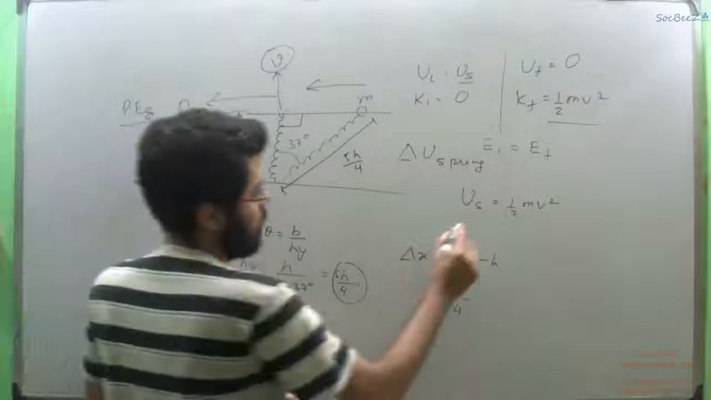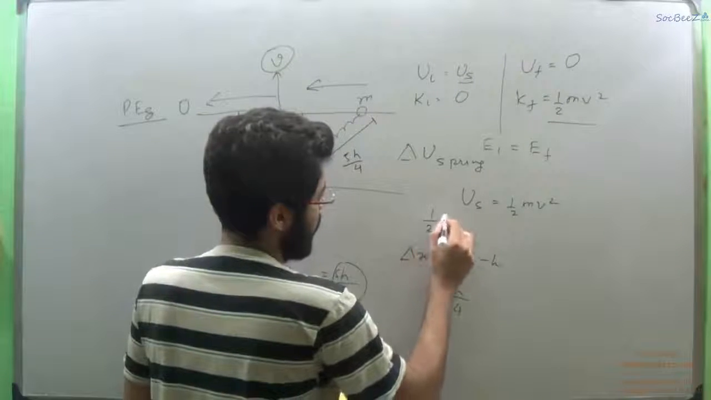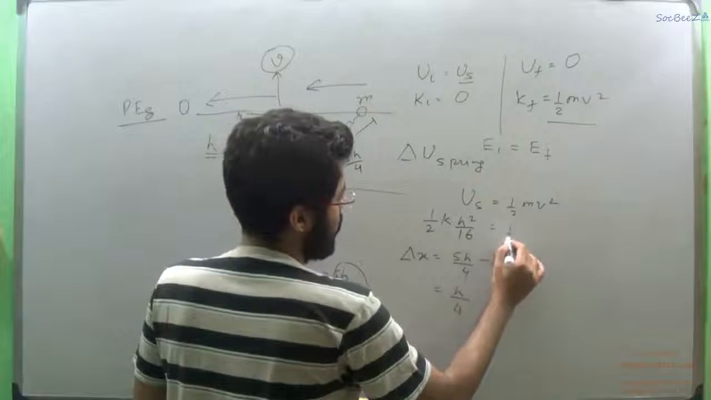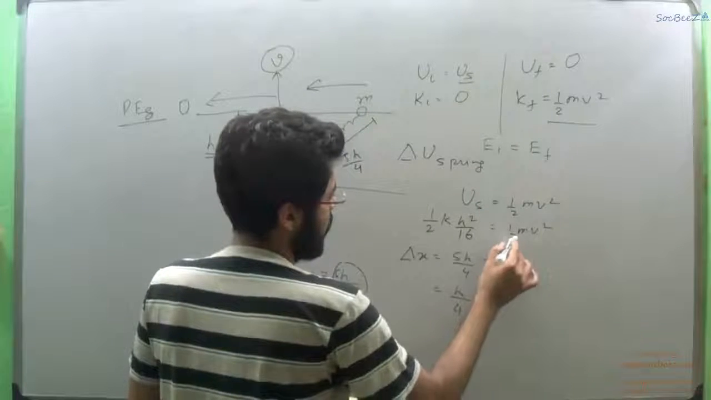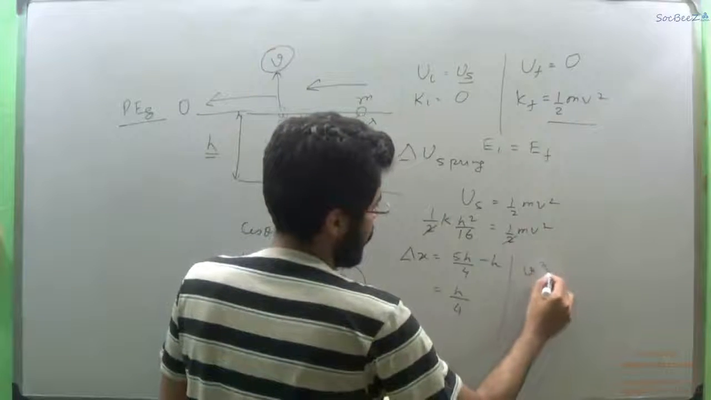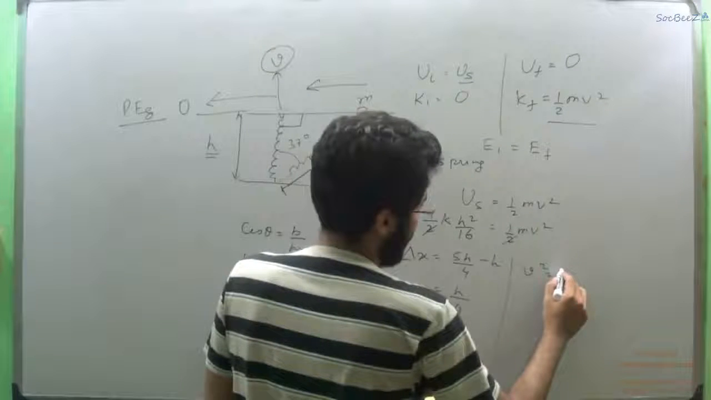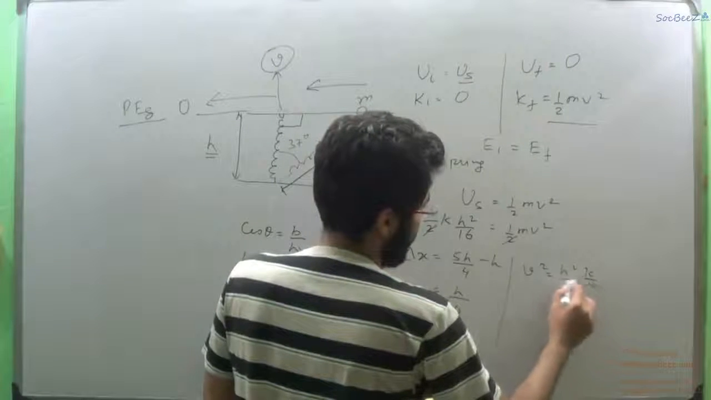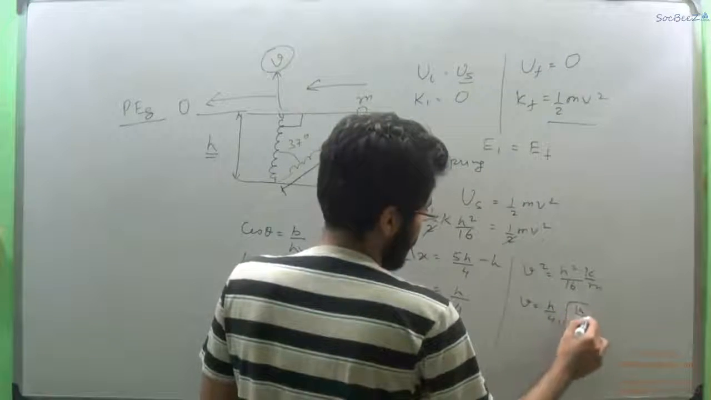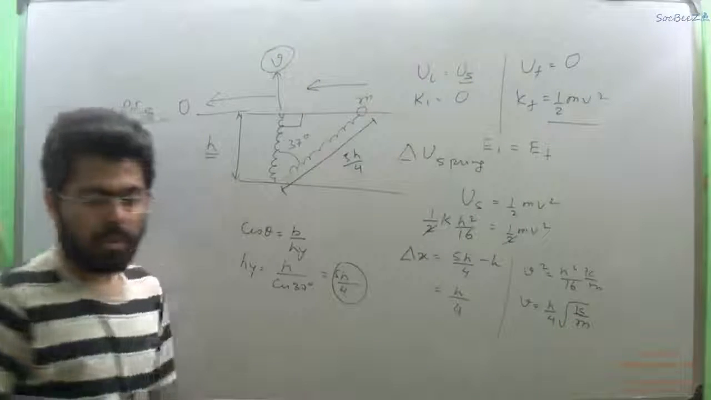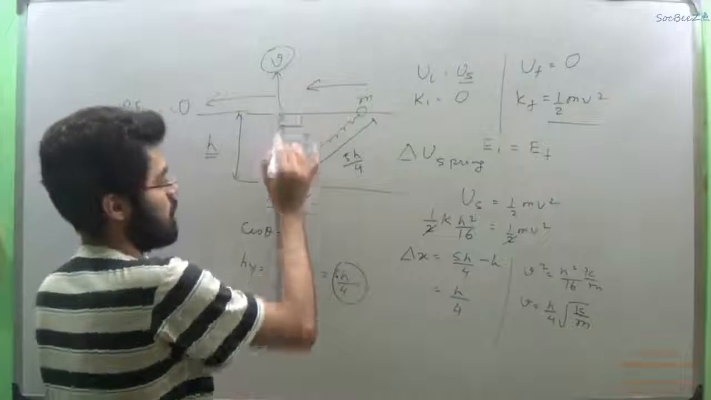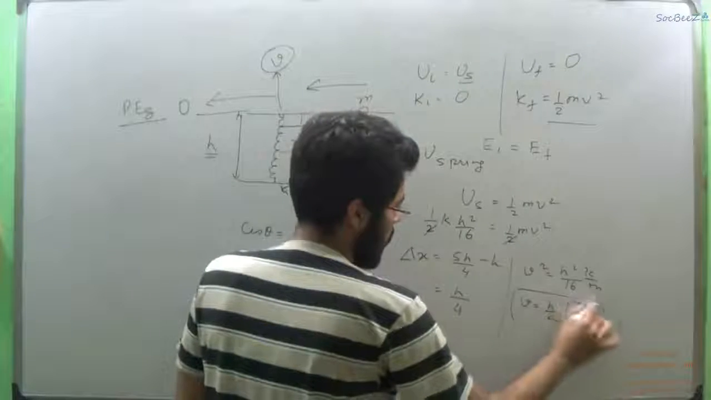So the potential energy of the spring will be half k h square by 16. That will be equal to half m v square. You cancel, and you can write that v square is equal to k h square by m by 16, which means v is equal to h by 4 root under k by m. So this is our result. The velocity of the ring when it comes to this position will be h by 4 root under k by m.